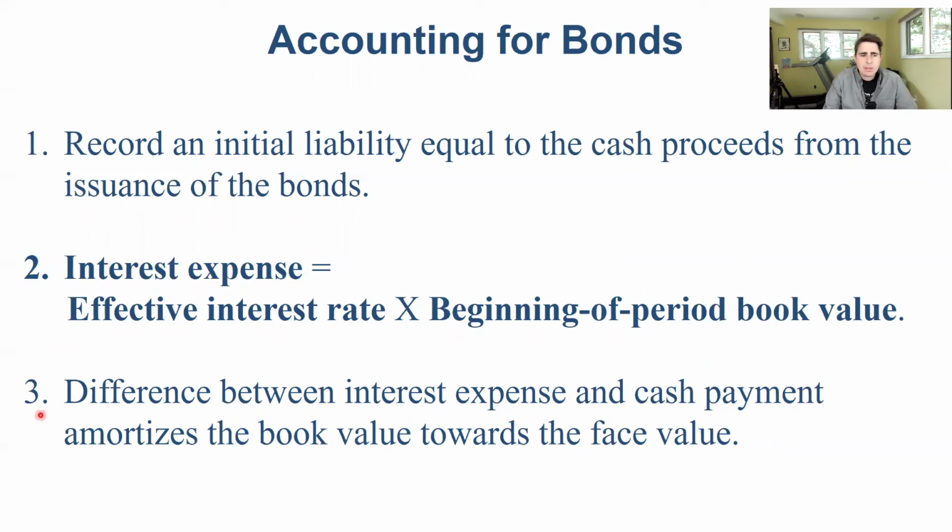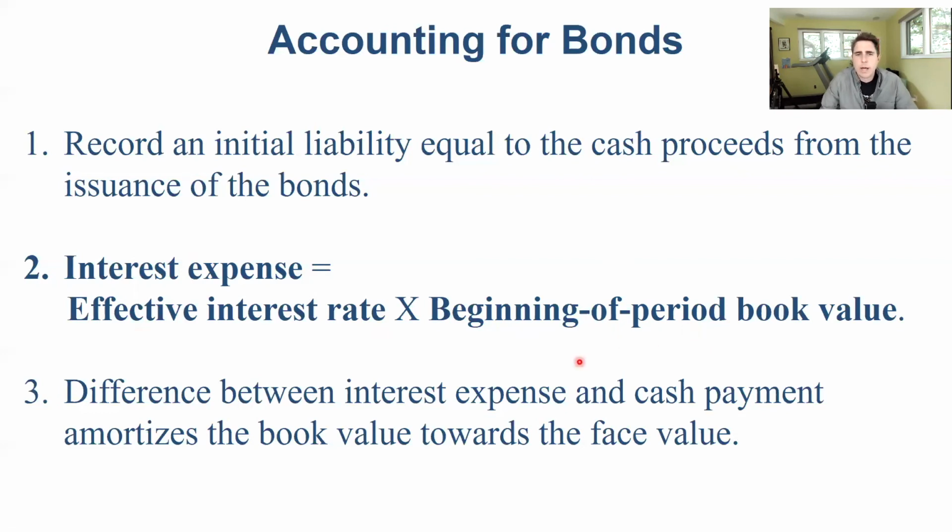And finally, number 3, this determines the journal entry that companies record each year when they make coupon payments. They'll credit cash for the coupon payment. They'll debit interest expense for the effective interest rate times the beginning of period book value. And then the plug in that journal entry, because those 2 amounts aren't going to be equal, is going to amortize the bond's book value to its face value.